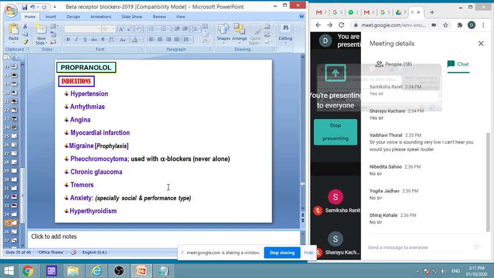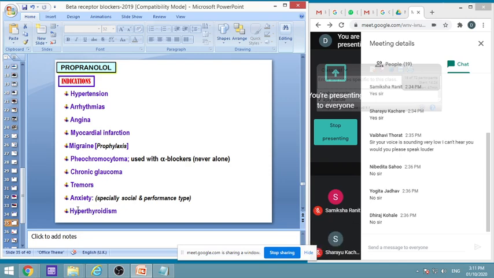So what are the indications? Indications means where it can be used. It can be used in hypertension, arrhythmias, angina, myocardial infarction, migraine, pheochromocytoma, chronic glaucoma, tremors, anxiety and hyperthyroidism. Now I repeat, these are all because of beta 1, beta 2 and lipid solubility.